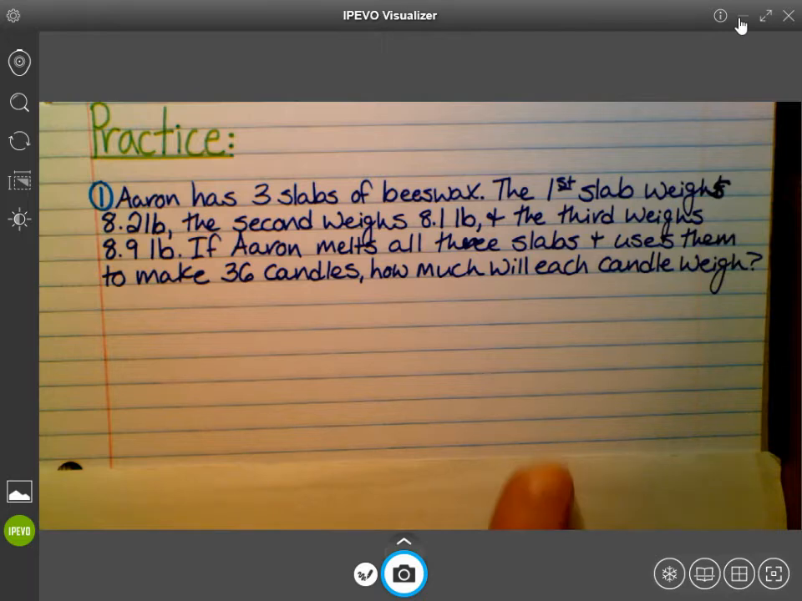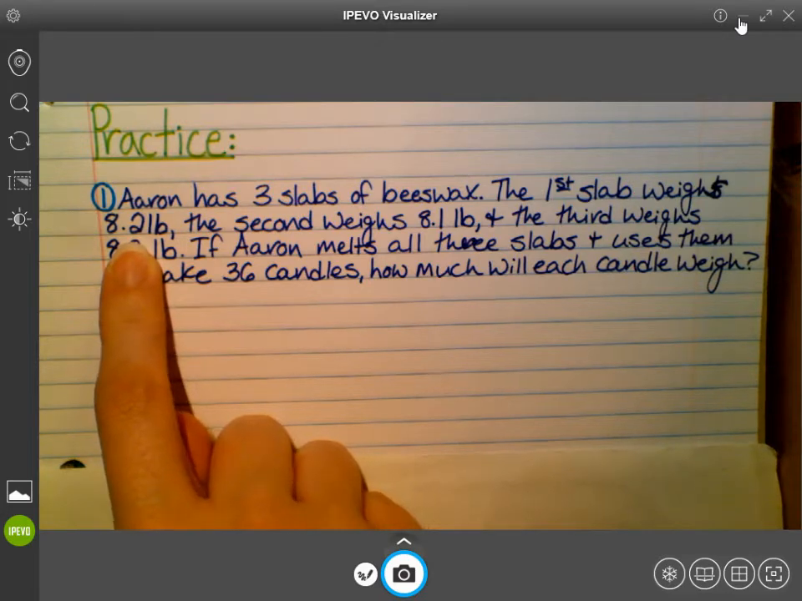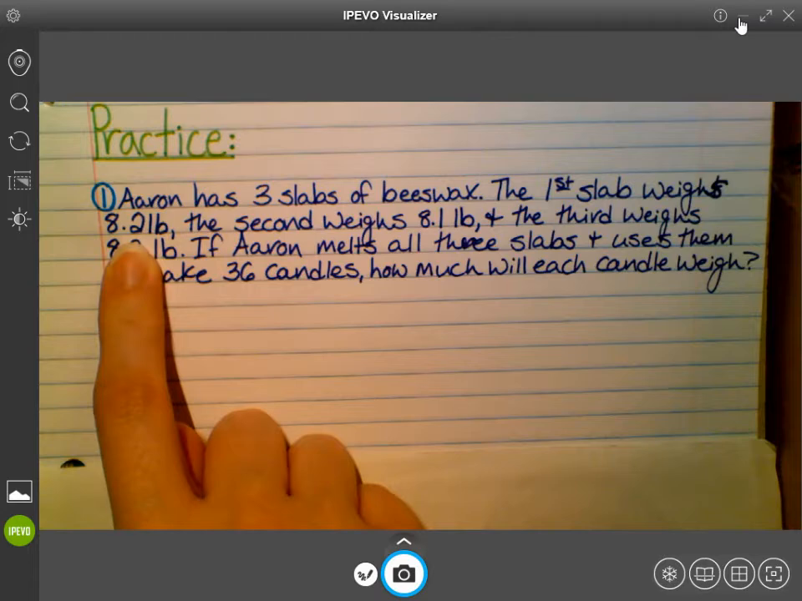Yeah, so the first slab weighs 8 and 2/10 pounds. What's another piece of important information? Drew? You're not rounding, you're right. It didn't say about how much, it just says how much. Nice. What else is another piece of information?